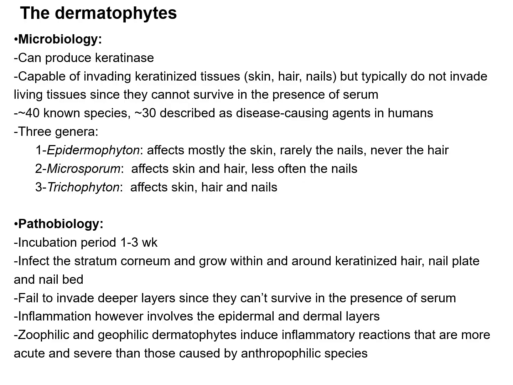As a sum up of the things we've mentioned on previous slides, these dermatophytes can produce keratinase, but they do not invade deeper than the skin, hair, and nails because of the presence of serum, which we think contains the inhibitory factor, very likely transferrin, which chelates iron that's thought to be required for the dermatophytes. There are about 40 species, and 30 of these have been to date described as agents that cause disease in humans. There are three genera: Epidermophyton, Microsporum, and Trichophyton. So mind you, Trichophyton, not Trichosporon, which we've seen in the superficial mycosis section.